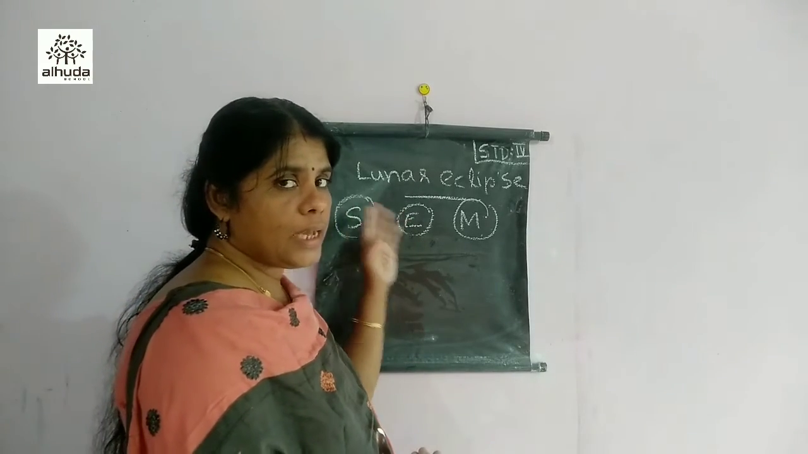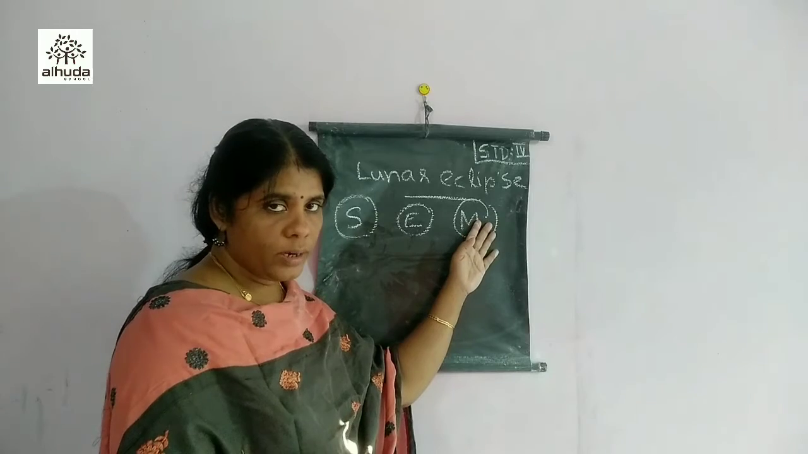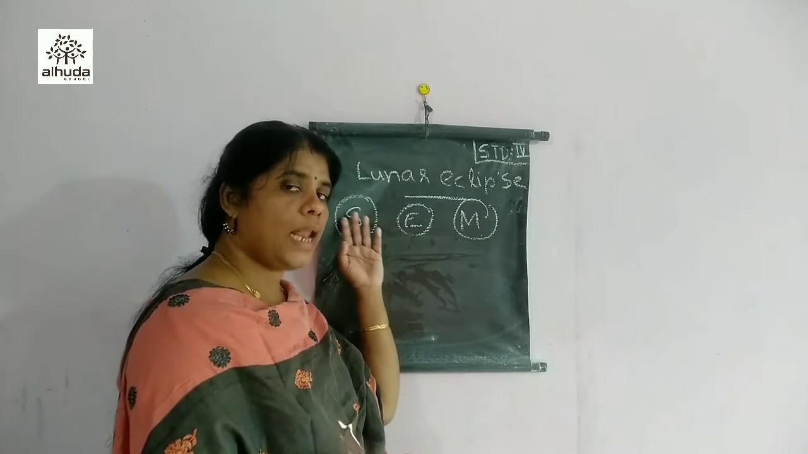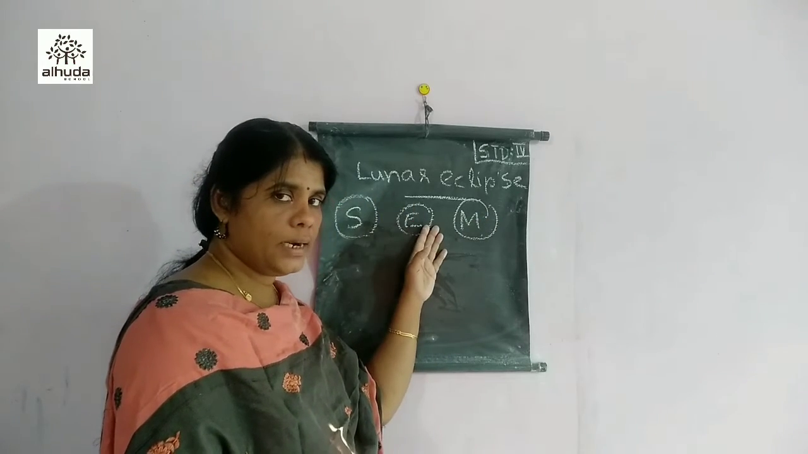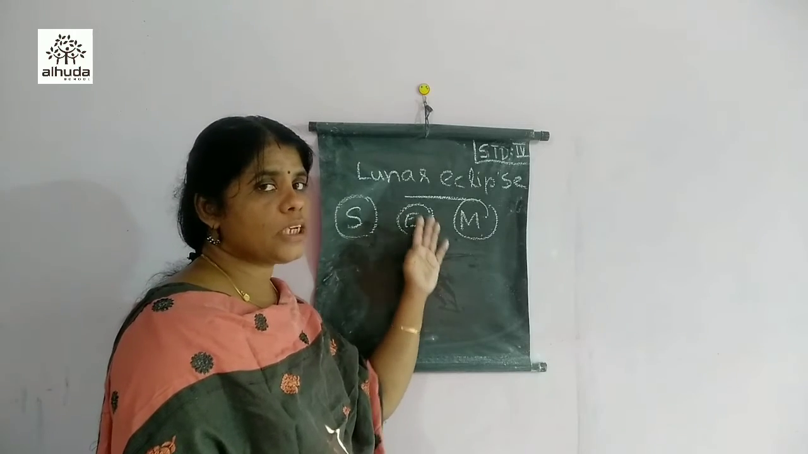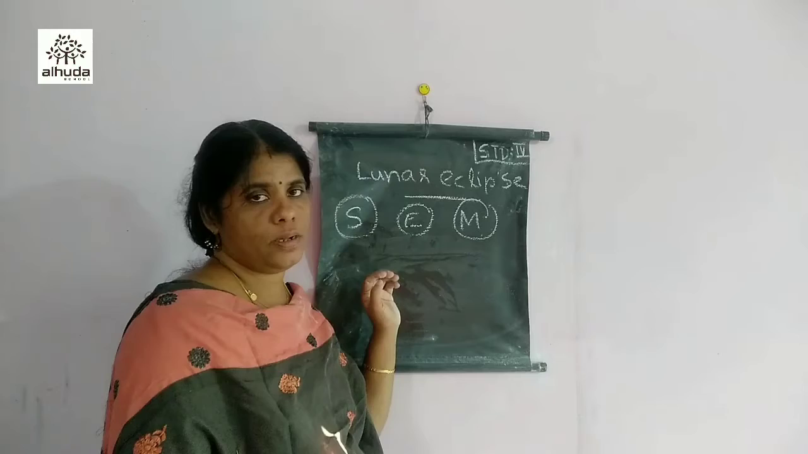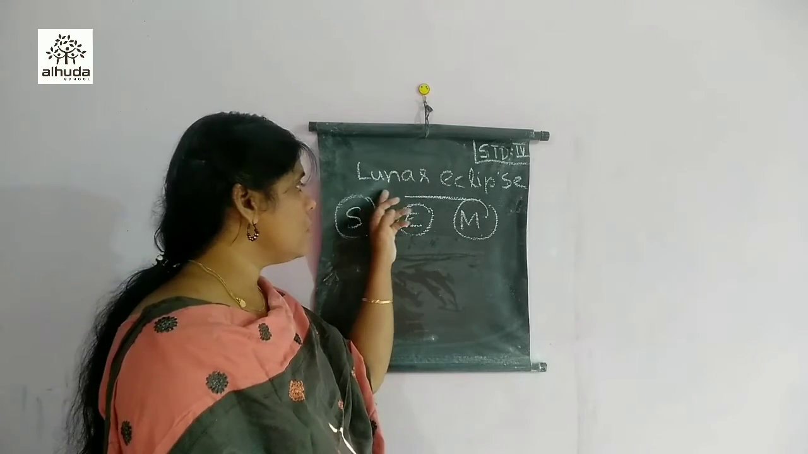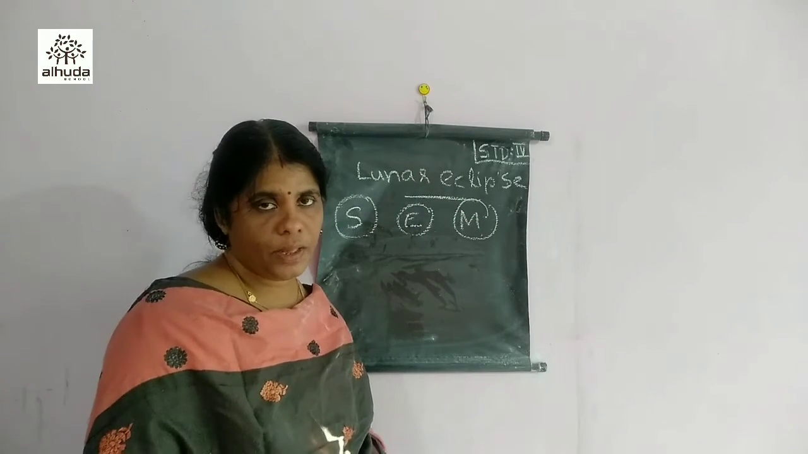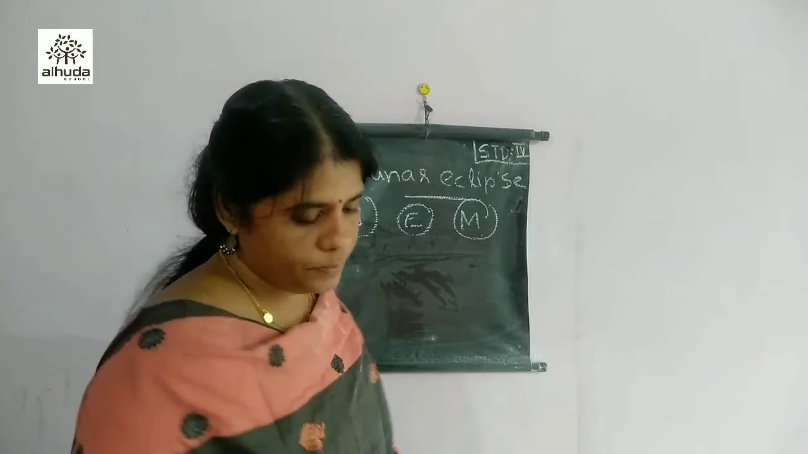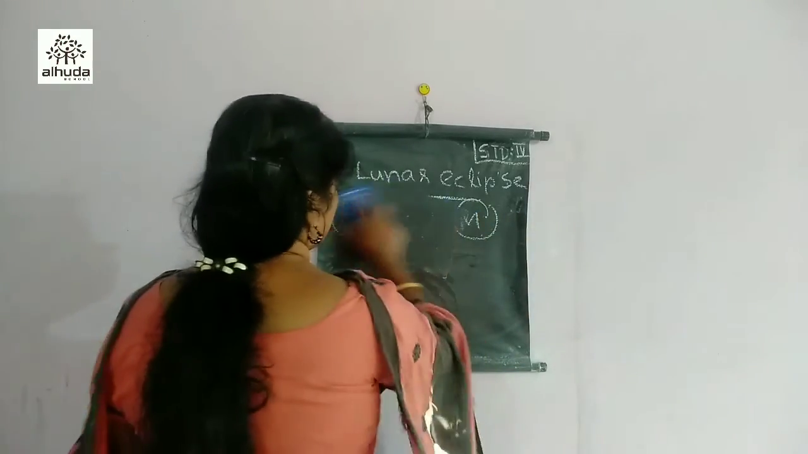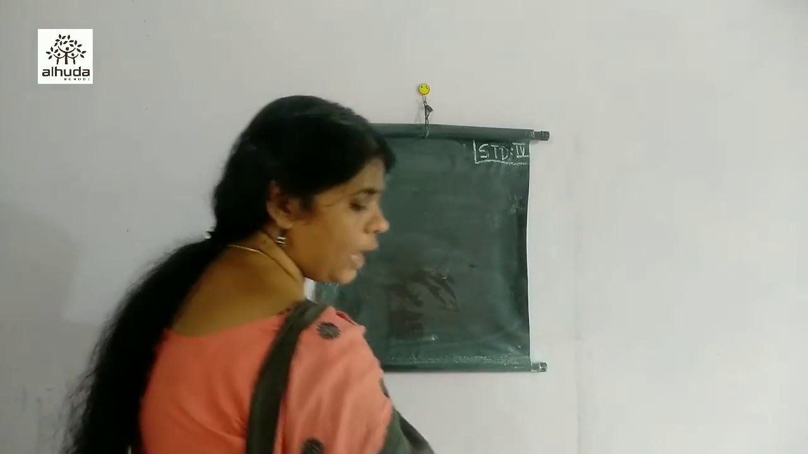When Earth comes in between sun and moon, Earth blocks the light that is coming from the sun, so that the Earth's shadow is falling on the moon and we cannot see the moon. That we call lunar eclipse. Then what is solar eclipse?